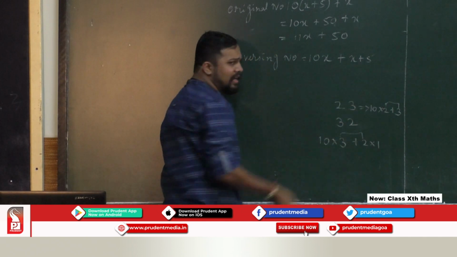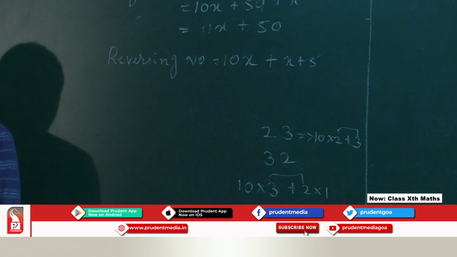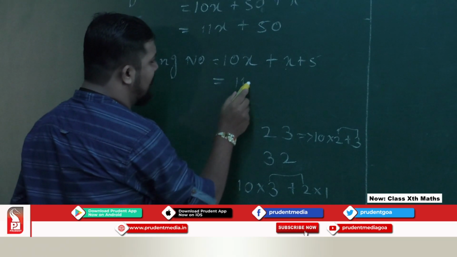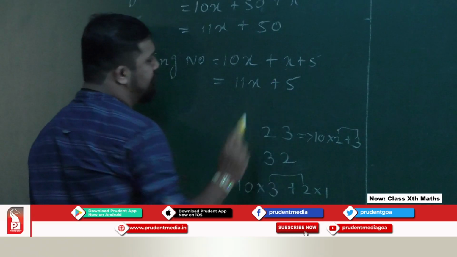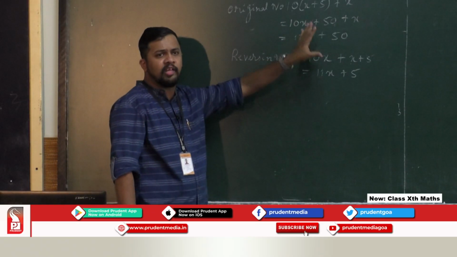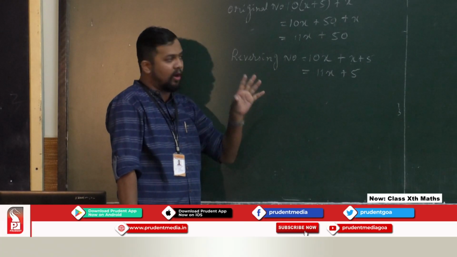Any number multiplied by 1 is the same. Again we will solve. So 10x plus x, 11x plus 5. Hope you are clear up till here. Let me just recollect, because this is something where you have not started this type of problem any time.